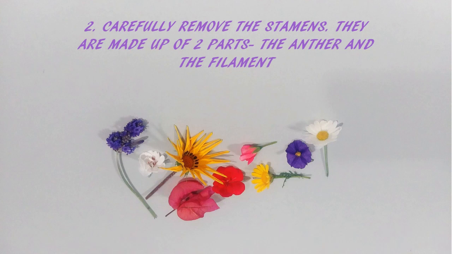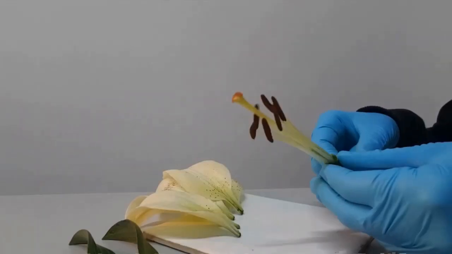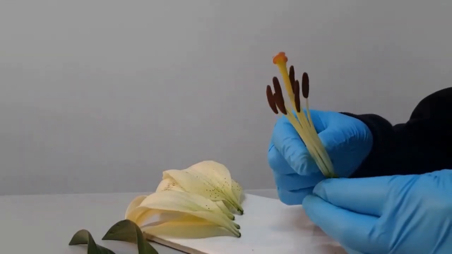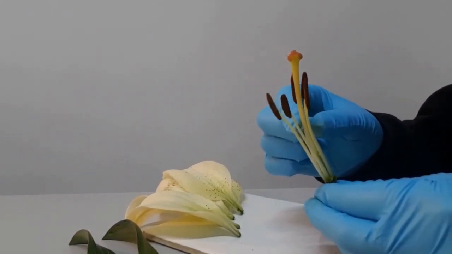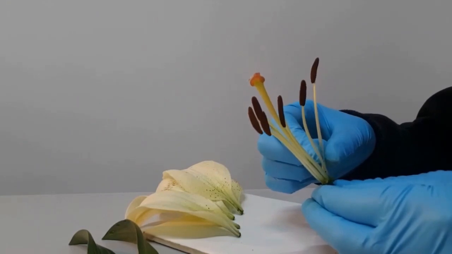Now carefully remove the stamens. They're made up of two parts, the anther and the filament. The stamen is the male reproductive organ of a flower. It's what the experimenter is now going to pull off.